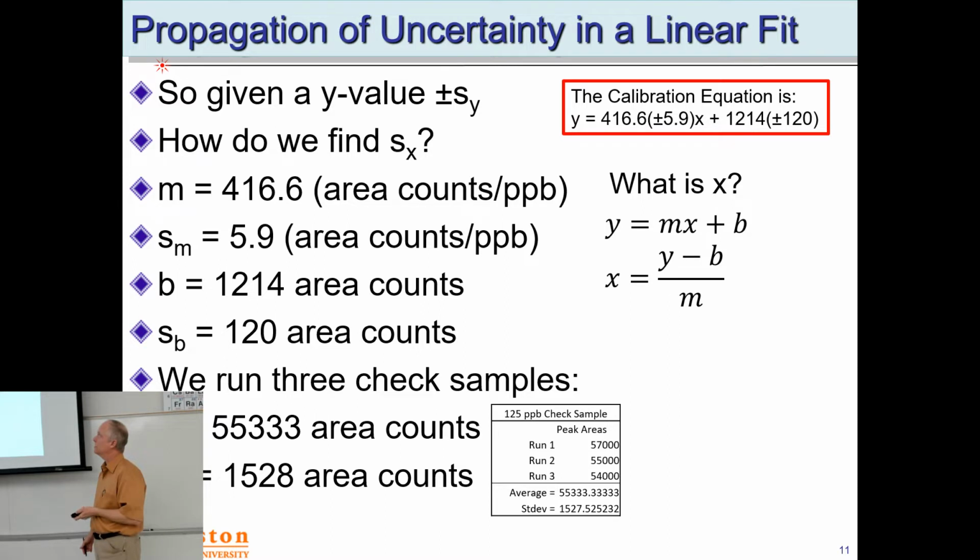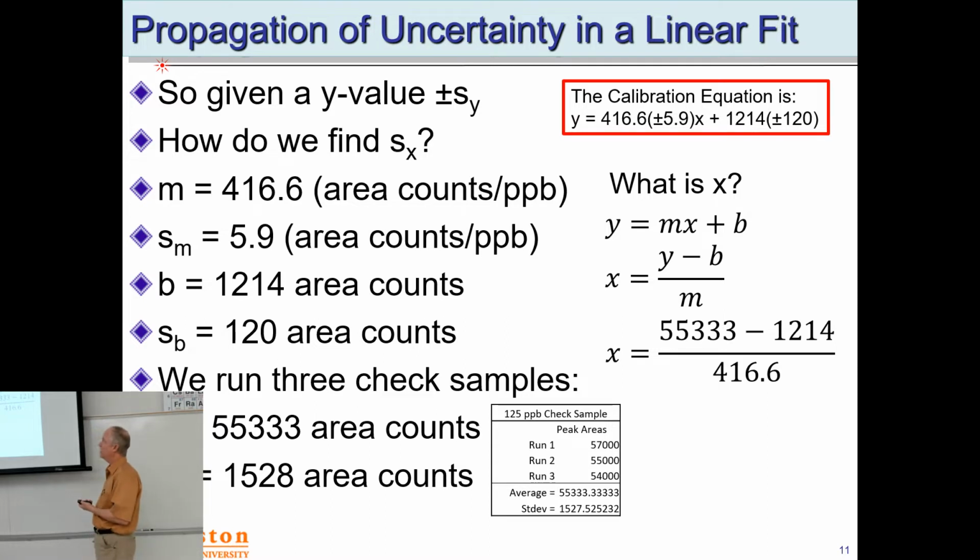We solve for X, so X is Y minus b over M. That's straightforward. 55,333 minus 1214 over 416.6. Then you can check the units. They work out to give us parts per billion. And so we get 129.9 parts per billion.